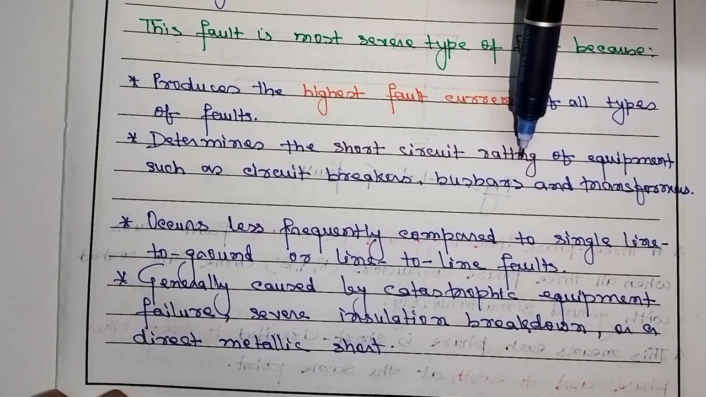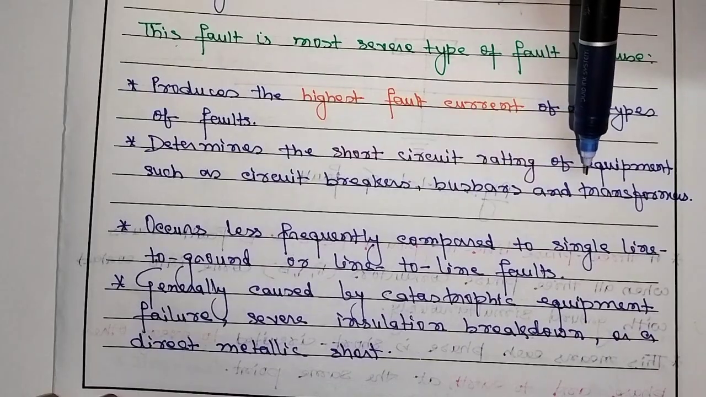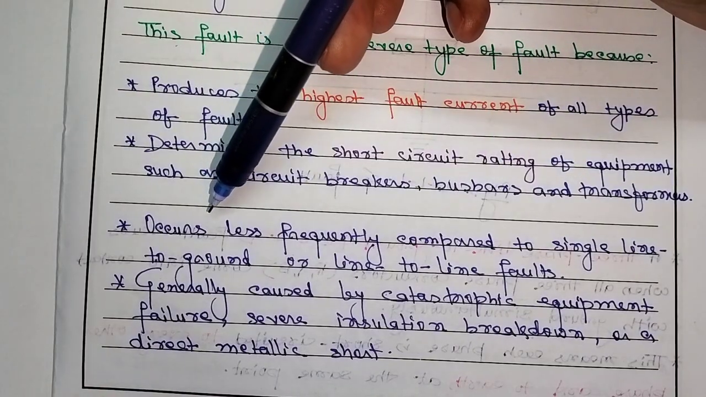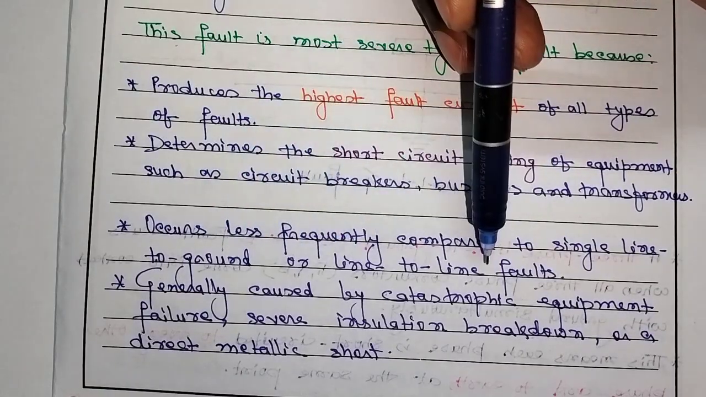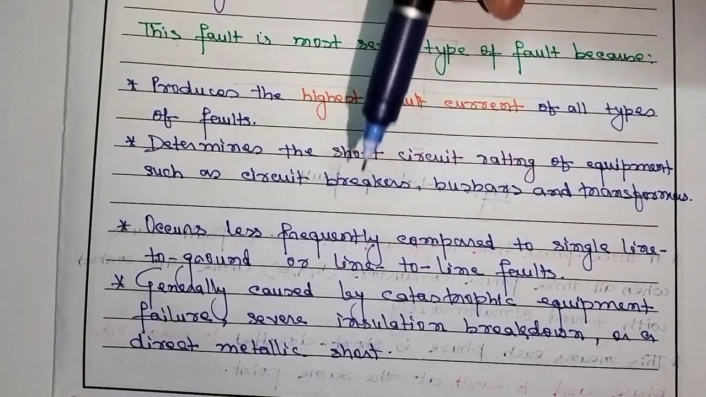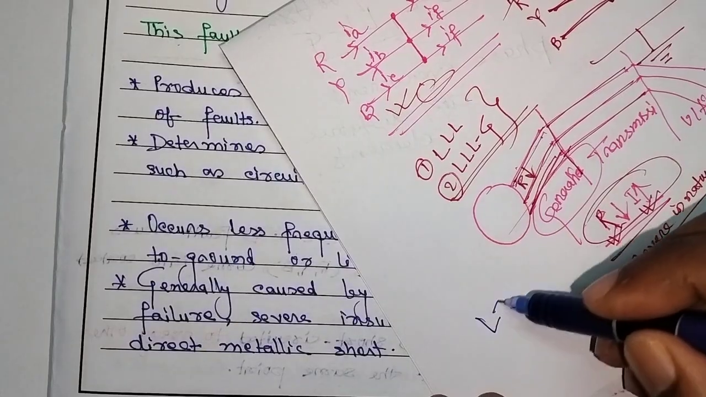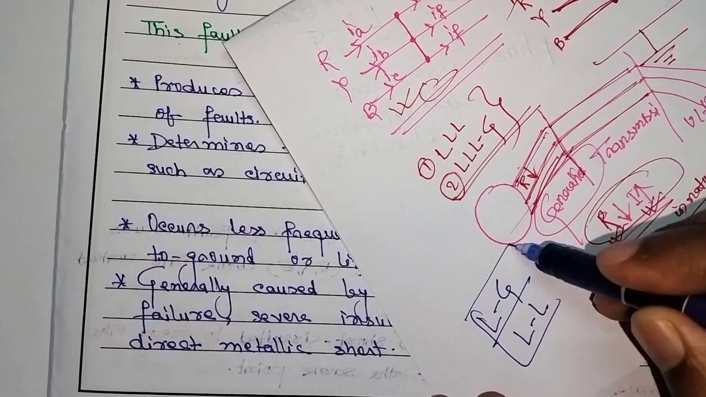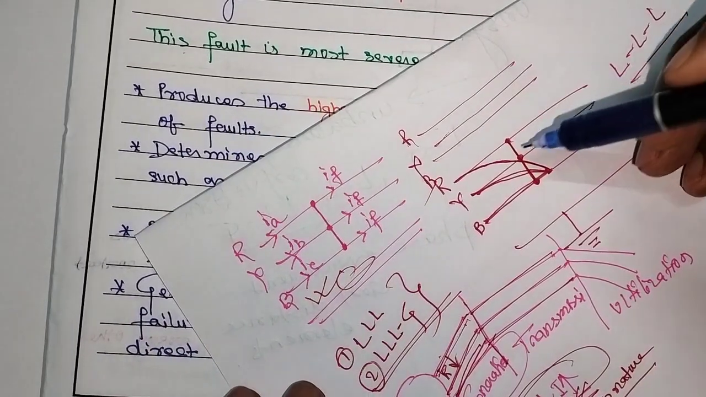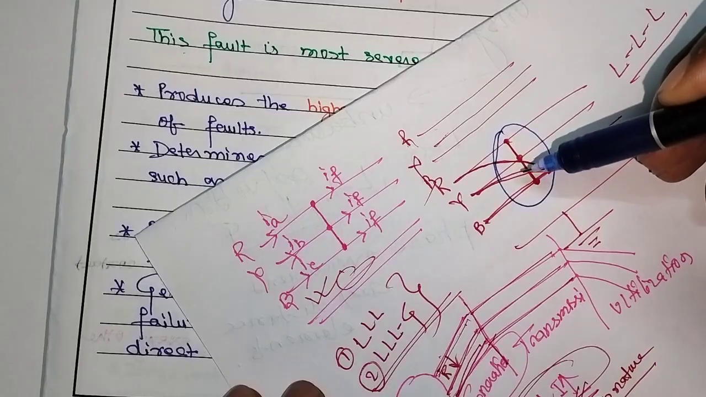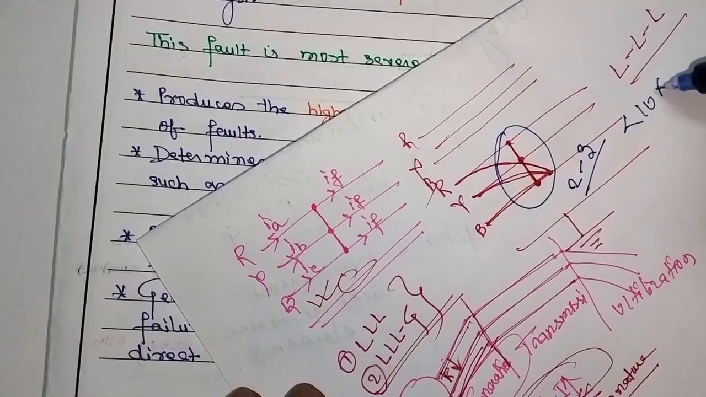It determines the short circuit rating of the equipment such as the circuit breaker, bus bars and the transformers. Next one, it occurs less frequently compared to a single line to ground or line to line fault. If you are comparing with the other types of faults, it occurs very rarely. It can be maximum 2 to 3%, less than 10%, this type of fault occurs.